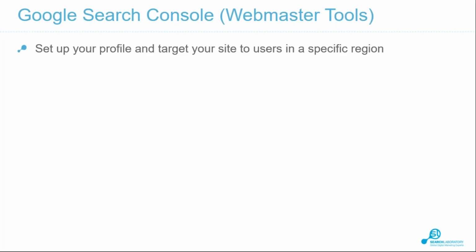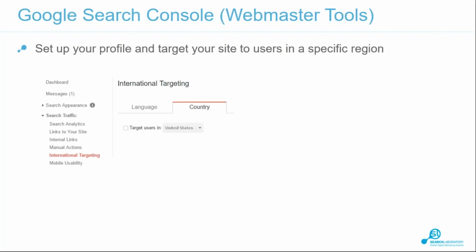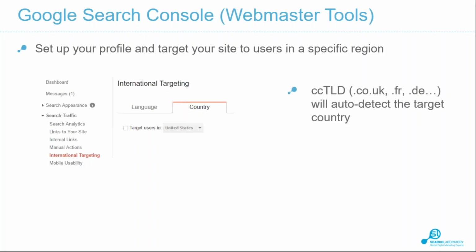And what Google Search Console allows you to do is target users in a specific region if you wish to do this. So that's under search traffic, international targeting, and then on the country tab. So if you were to tick that box and then target users in, you could select a country from that drop-down arrow and be really specific with the content within that Search Console property. Any top-level domains that are country-specific, it will auto-detect the target country, and you can't change that. So you can't start to rank a .co.uk site within the US, and so on and so forth.